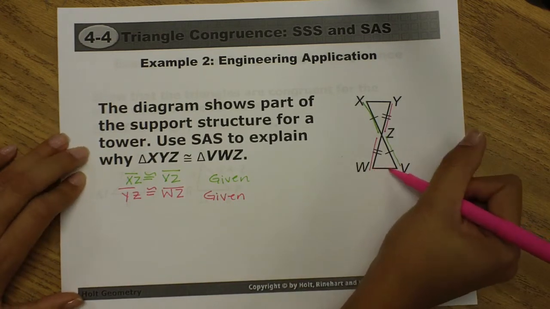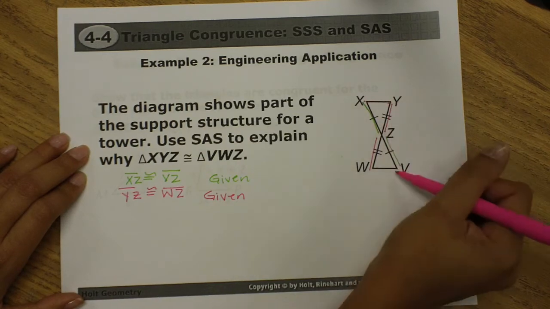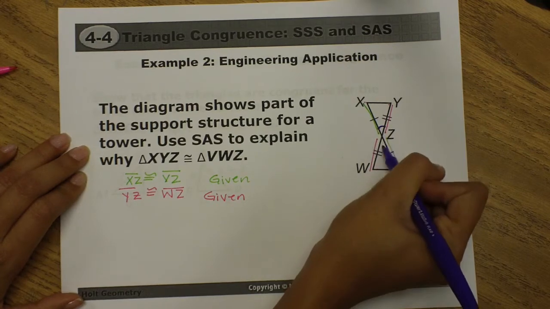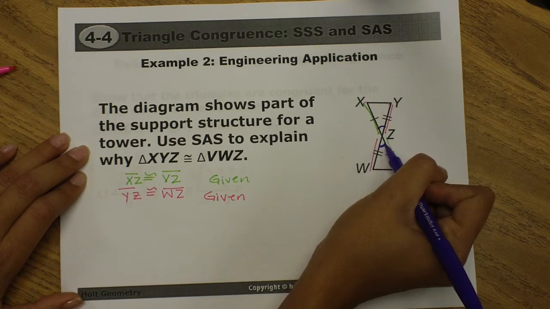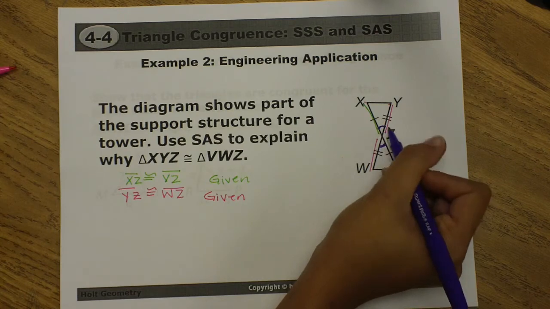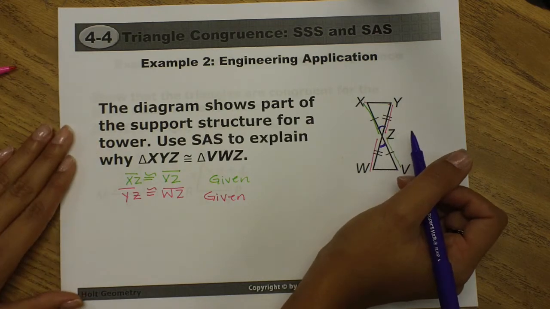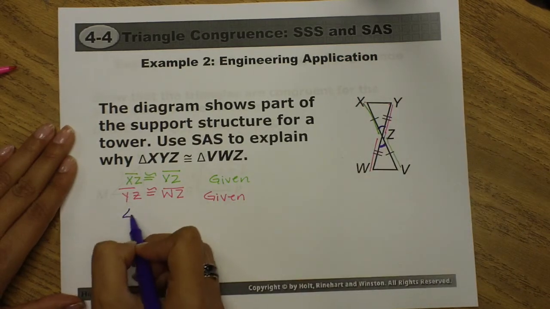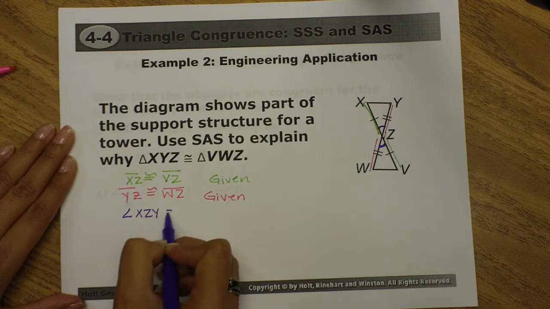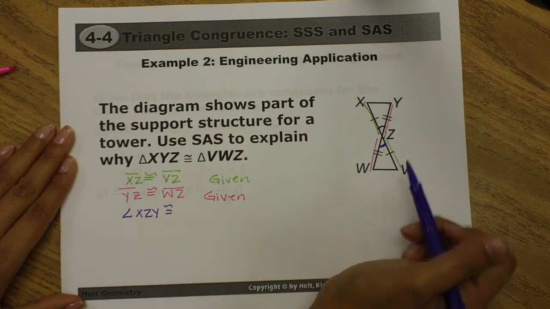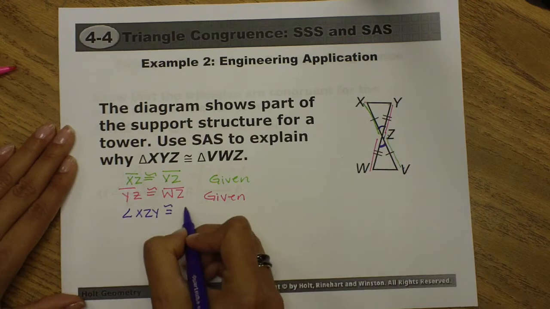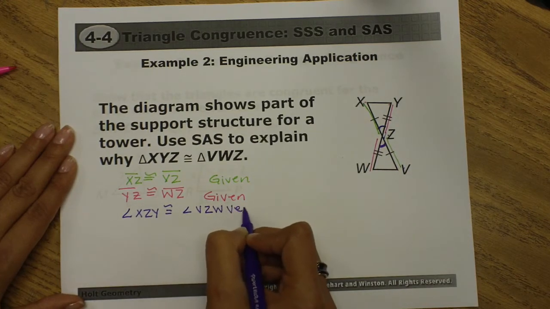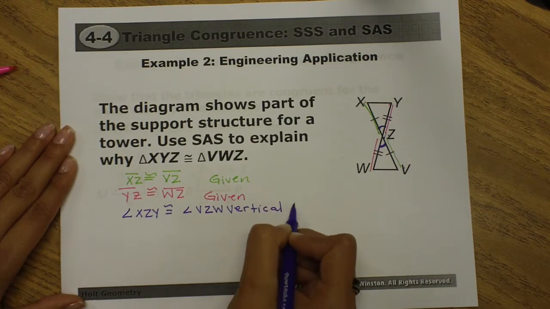And I don't have enough information to say that these two lines are the same length, but I do have enough information to say that these two angles are the same measure. And the reason why I can say that is because they are vertical angles, and we talked about vertical angles. So I can say that angle XZY is congruent to angle VZW. And the reason why is because they are vertical angles.